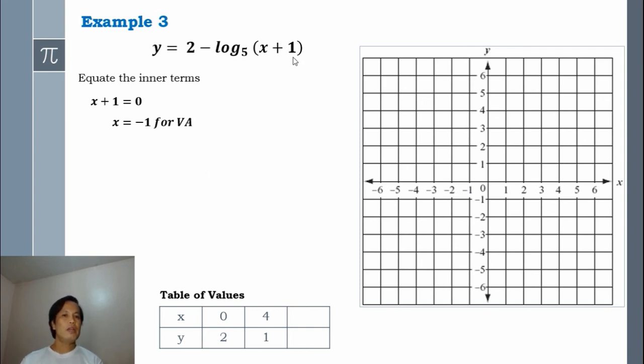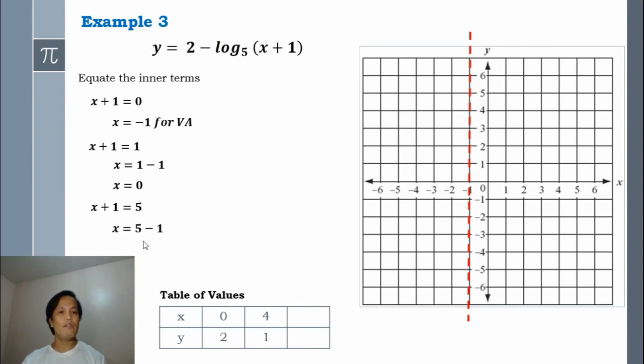Next, equate x plus 1 to 1. So we have x plus 1 equals 1. Subtraction property, that becomes x equals 1 minus 1. So therefore, x equals 0. That's why we have the 0 here. Another is equate to 5 because our base is 5. So x plus 1 equals 5. Again, subtraction property, we have x equals 5 minus 1, which is equal to 4. So that's why we have the 4 here.